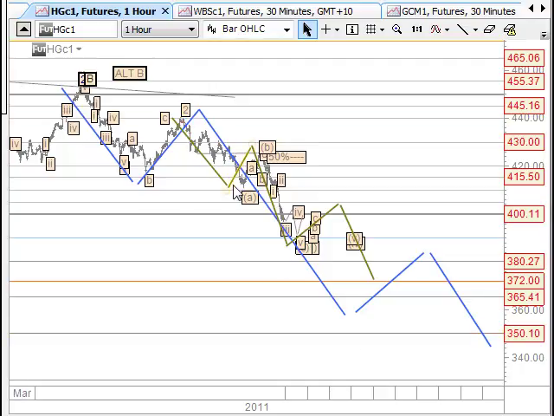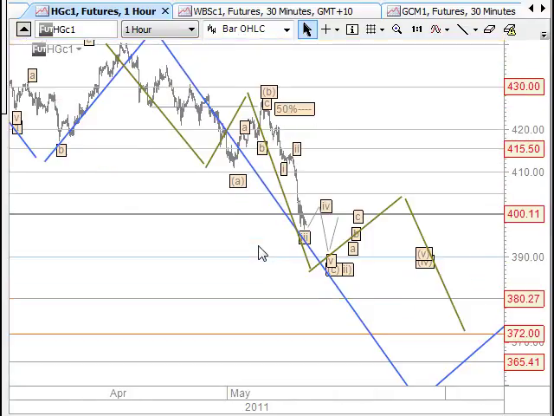So we're looking down for 1, back for 2, down for 3, back for 4 at the 400 here, which is the medium level, and then down for 5 here. So that's what we're looking at here.